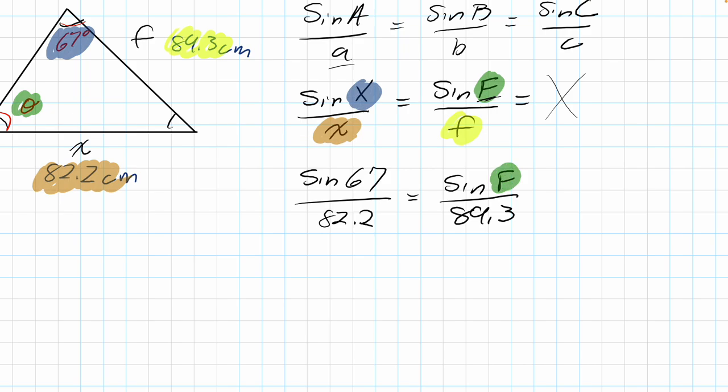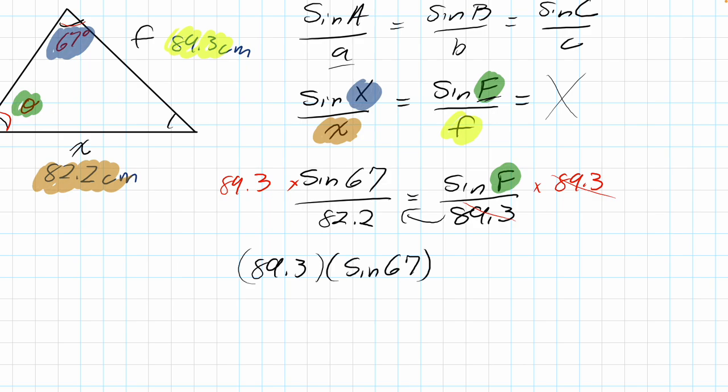I'll show you the most efficient way algebraically to do this. Many students will cross multiply. That's going to add an extra step. My goal is to get F by itself. So I'm just going to move the denominator over, which essentially means I'm going to multiply both sides by 89.3, which creates a one factor on this side, and we're going to multiply by 89.3 over here. When we do that, I'm not going to carry this out yet. I'm going to go 89.3 times sine 67 all over 82.2 is equal to sine F.